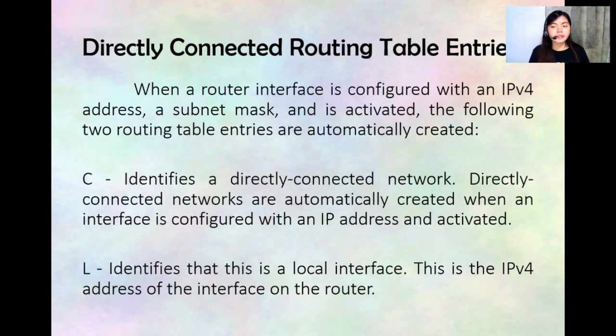Directly connected routing table entries. When a router interface is configured with an IPv4 address and subnet mask and is activated, the following two routing table entries are automatically created. C identifies a directly connected network. Directly connected networks are automatically created when an interface is configured with an IP address and activated. L identifies that this is a local interface. This is the IPv4 address of the interface on the router.